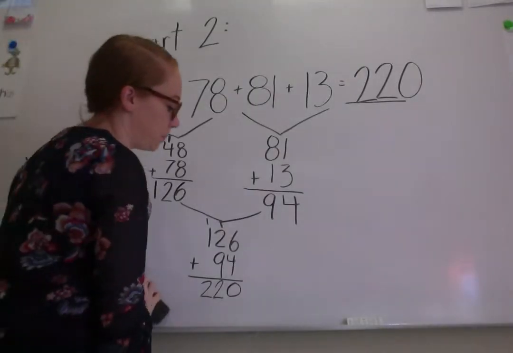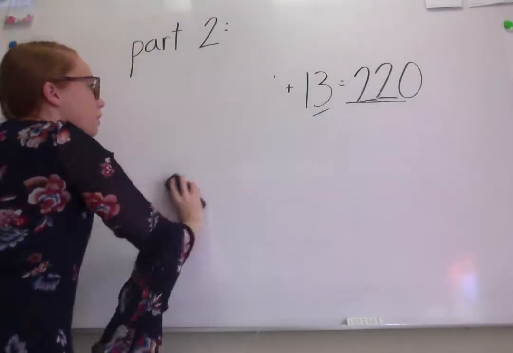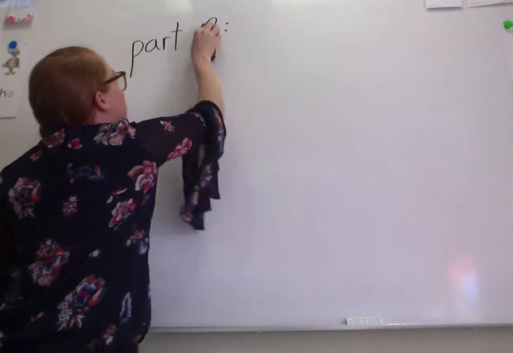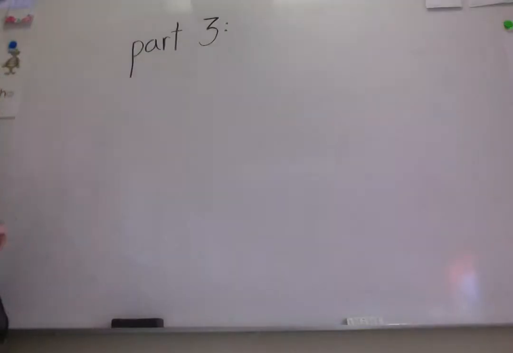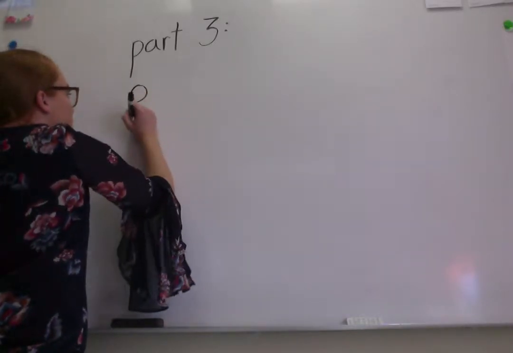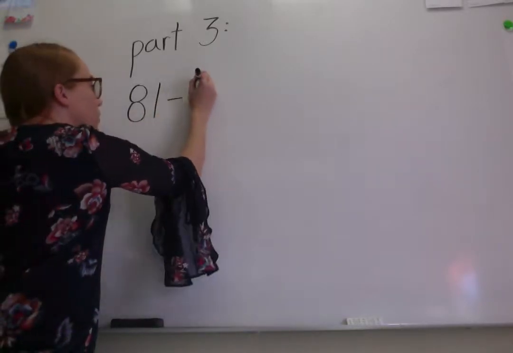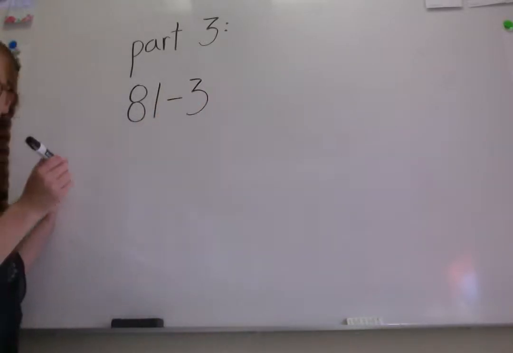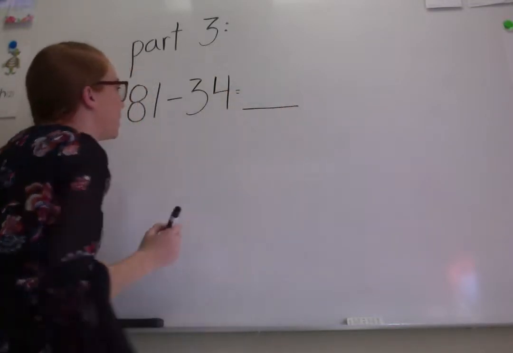All right, we're going to move on to part 3. So now on part 3 of the test, it's going to say solve, use any model, and explain. Again, they have free choice as to whatever they want to do. But this time there's something different added on. They have to also explain why they did something. So I have 81 minus 34 equals what?